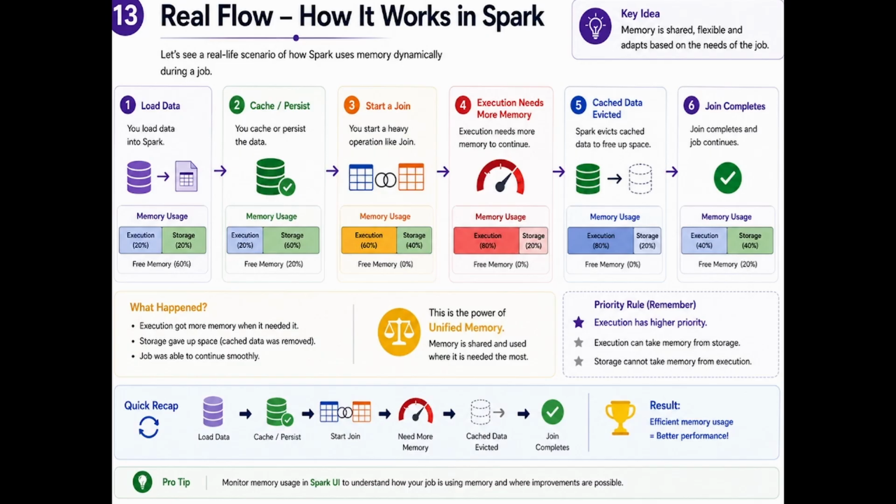So let's quickly recap. Execution memory is for processing. Storage memory is for saving data. Unified memory makes it flexible. Execution has higher priority. And when memory is full, data moves to disk. And that directly affects Spark performance. So next time your Spark job is slow, don't immediately blame your code. Don't even blame the data first. First, check how memory is being used. Because in Spark, memory is performance.